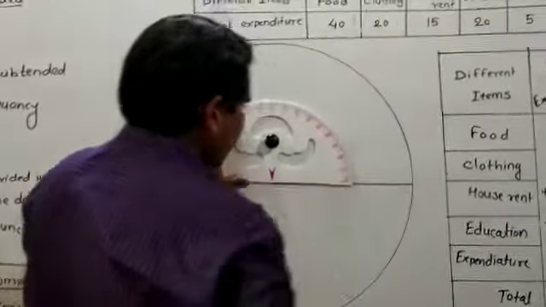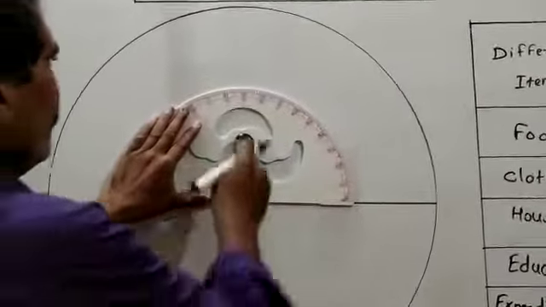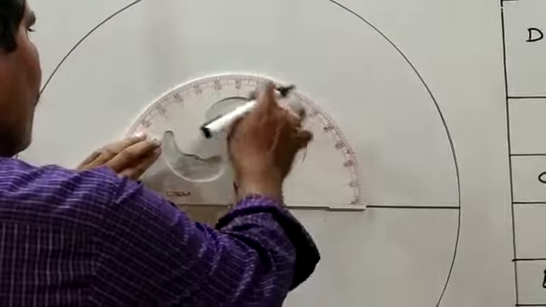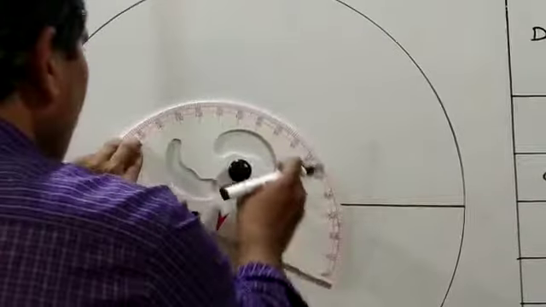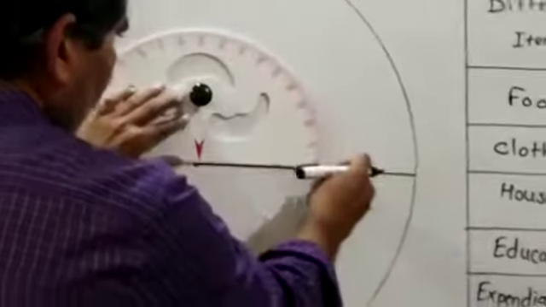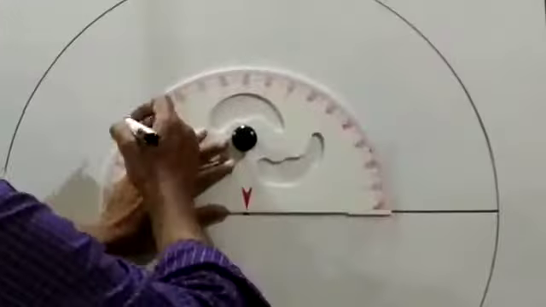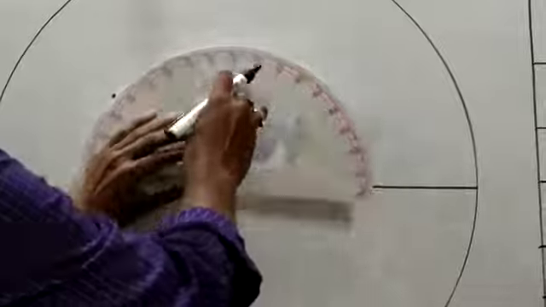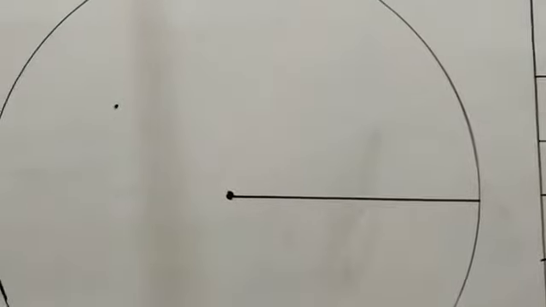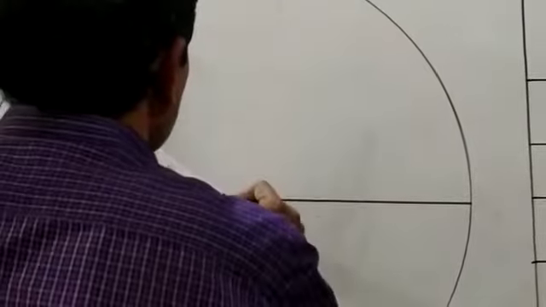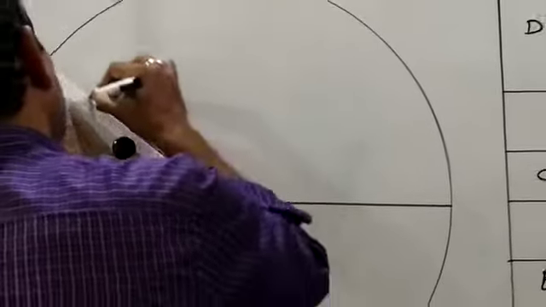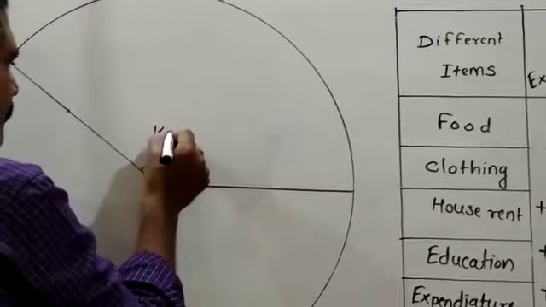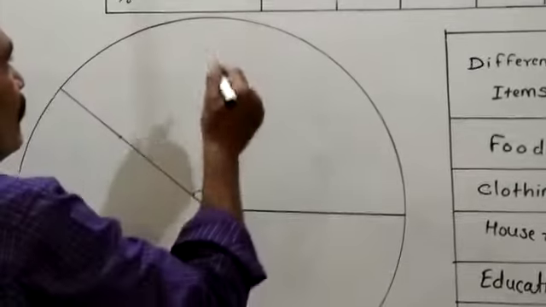So you have to keep the protractor like this, and you have to mark this 144. Where will 144 come? 120, 140 will come here, 144 will come here. So I mark this. Then by the scale you have to draw the line like this. I will say that this is 144 degree for food.